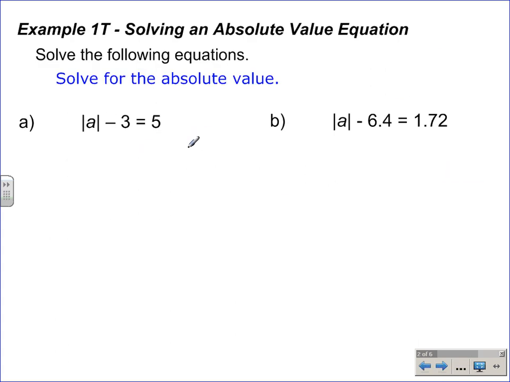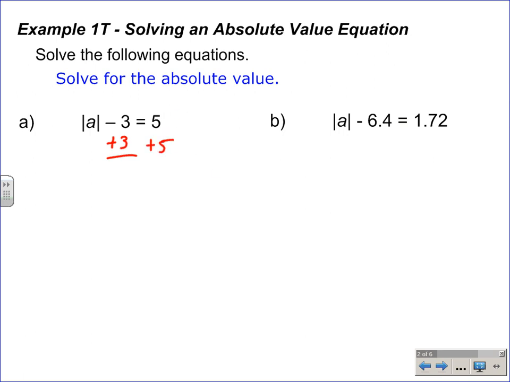Example 1, solving an absolute value equation. Solve the following equations. In these particular problems, what we're going to have to do is solve for the absolute value. In example A, we have the absolute value of a minus 3 is equal to 5. So what we have to do is get the absolute value by itself. What I mean by itself is we need to get rid of this minus 3 on the left of the equal sign. And to get rid of the 3, we add 3 to each side.